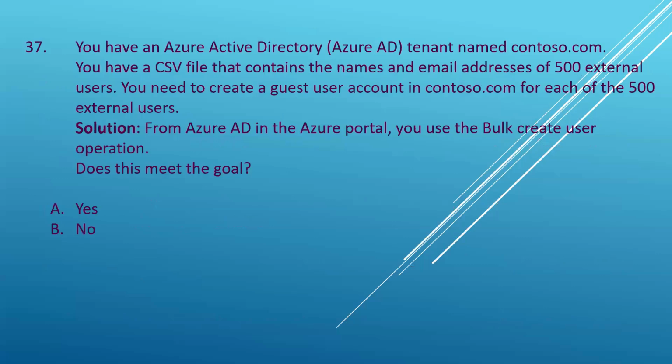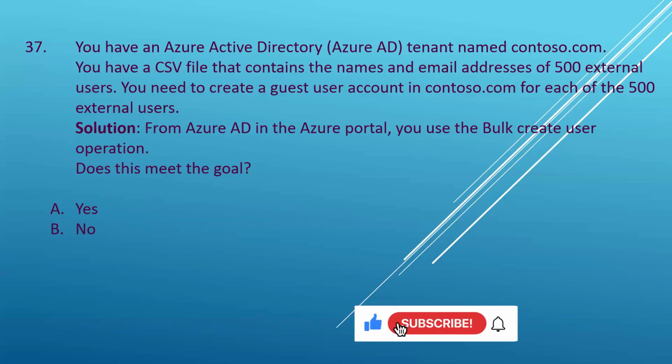Question number 37. You have an Azure Active Directory tenant named contoso.com. You have a CSV file that contains the names and email addresses of 500 external users. You need to create a guest user account in contoso.com for each of the 500 external users. Make a note of the keyword here. They are talking about external users. You should know that the process to create a user which is in your tenant is different as compared to external user, which is the key to answer this question.